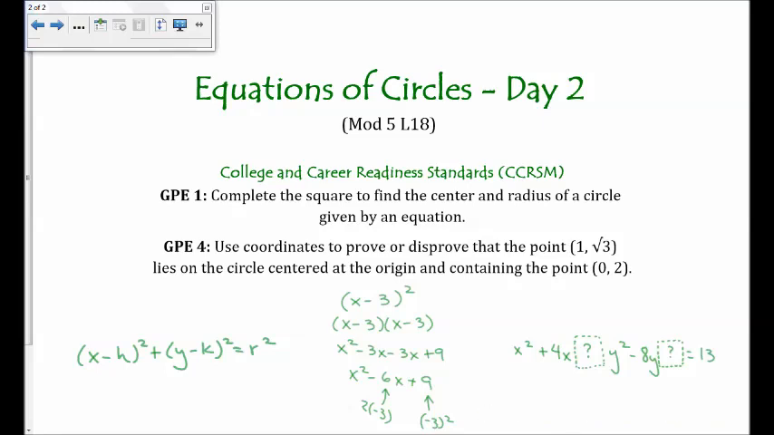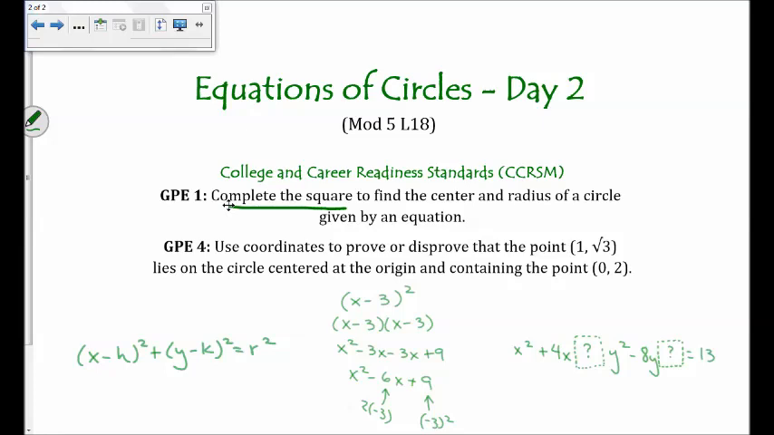Right, we are back with the second day about equations of circles. Today we're hitting two CCRSM standards. This is the other part of GPE 1 where we learn how to complete the square to find the center and radius of a circle given by an equation. So we'll talk about completing the square today.